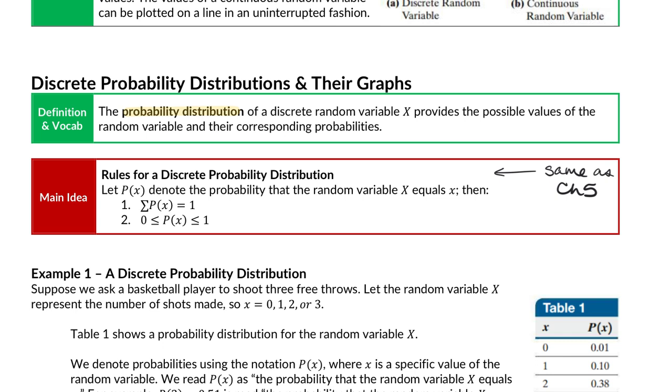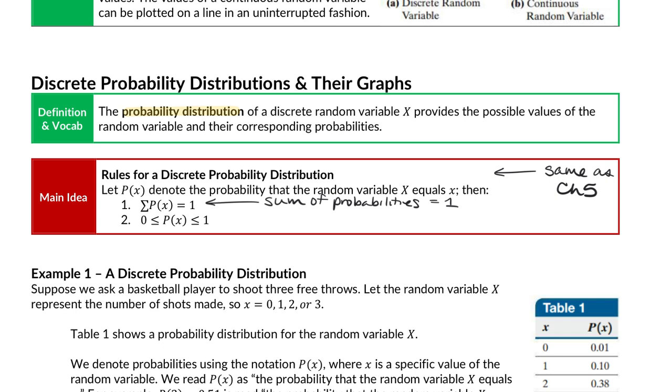The 2 rules in chapter 5 for something to be considered a probability distribution is that the sum of the probabilities had to equal 1. So the sum of probabilities equals 1. That's what this says. The sum of the probabilities, over the random variable X, is equal to 1.